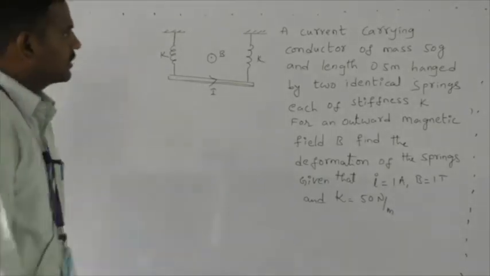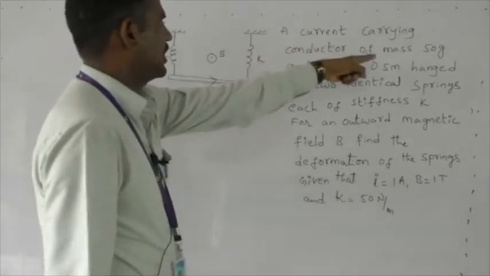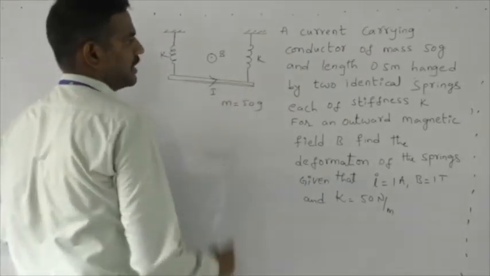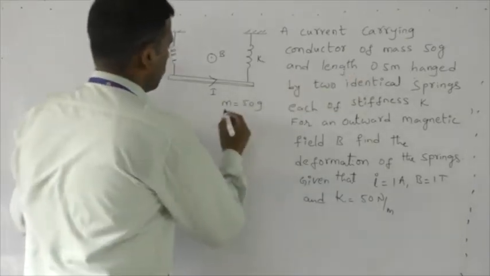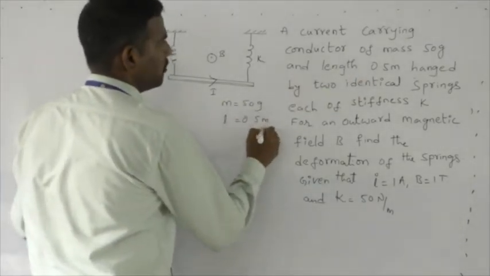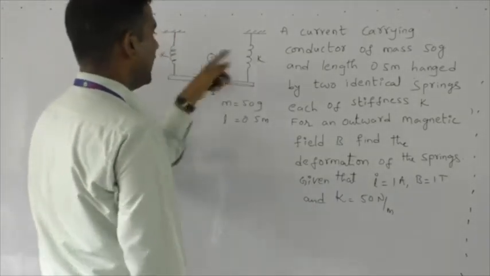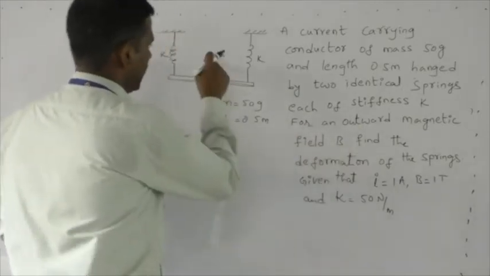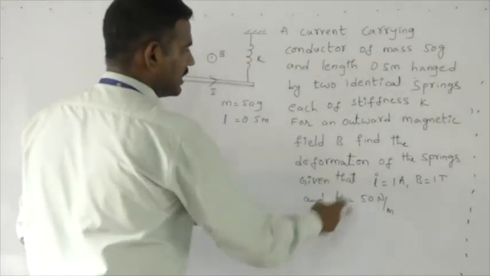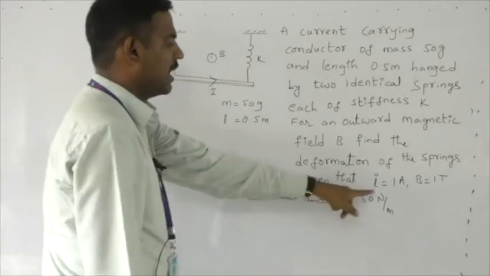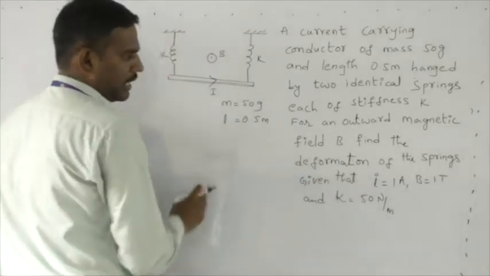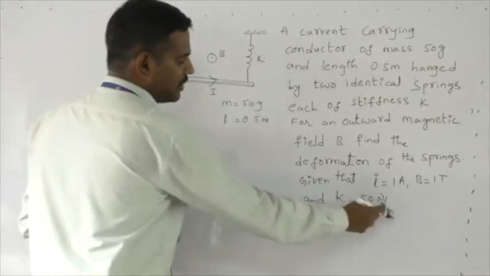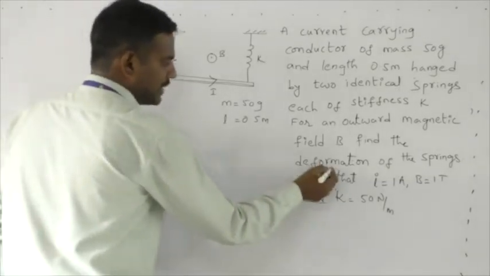They have given a current carrying conductor of mass 50 grams and length 0.5 meters, hanged by two identical springs, each of stiffness K, in an outward magnetic field B. Find the deformation of the springs, given that the current equals 1 ampere, the magnetic field intensity is 1 Tesla, and the stiffness of each of the two springs is 50 Newton per meter. Well, what is the meaning of this deformation?